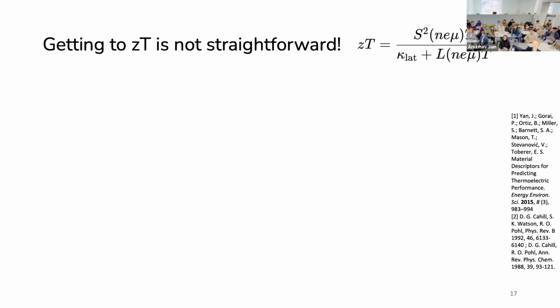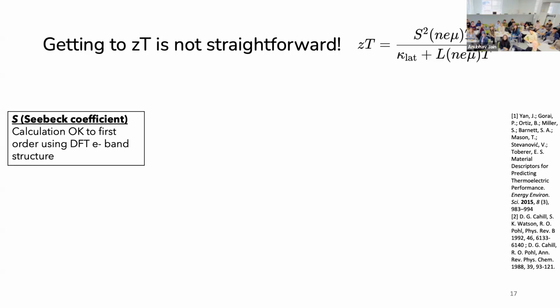So here's that ZT equation again. It's written in a slightly different form, but I just want to go through the different terms here. So for example, for the Seebeck coefficient, actually there are codes that can take the DFT output, in particular the electronic band structure. There's a code called BoltzTraP that can give you the Seebeck coefficient pretty well to first order, as long as your band gap is pretty okay, which is not always the case in DFT. But that's actually one of the most straightforward ones.